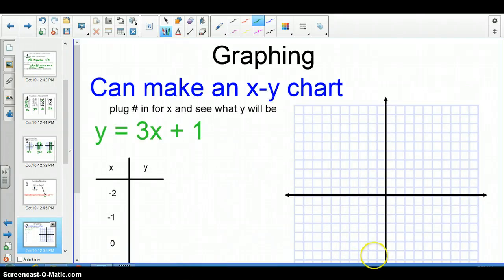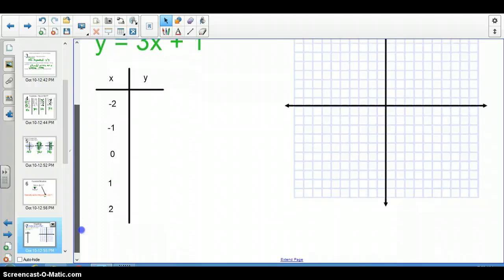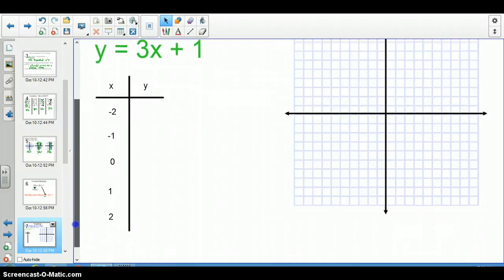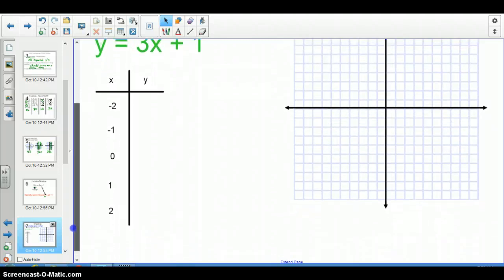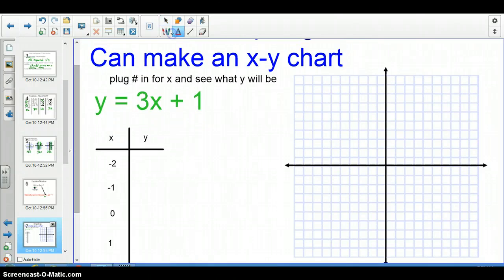Now, graphing. One way we can graph is we can make an XY chart. So what we'll do is we'll plug a number in for x and see what y will be. So I have these numbers. The easiest numbers to plug in are -2, -1, 0, 1, and 2. Okay, for linear functions, we will always be able to plug those in. So what I'm going to do is I'm going to take -2 and I'm going to plug it in for x.